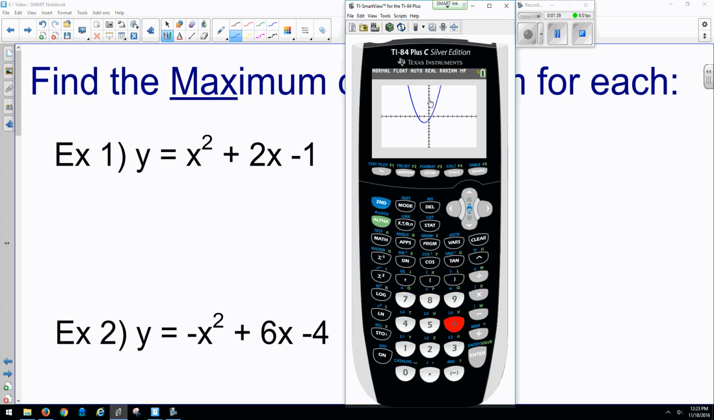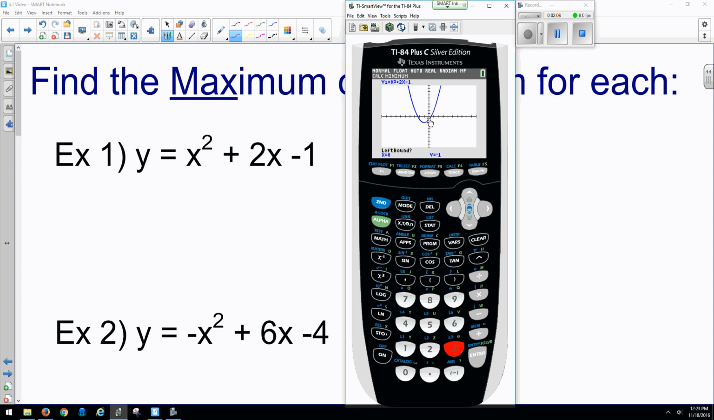Because this parabola opens up, that means I'm going to have a minimum value. And so that's what I'm looking for, this minimum value right here. If I'm just eyeballing it, it looks like it's going to be -1, -2, but just in case I'm going to double check. So under the calculate menu, second trace, we can see that there's this minimum function here. So I'm going to use that function.